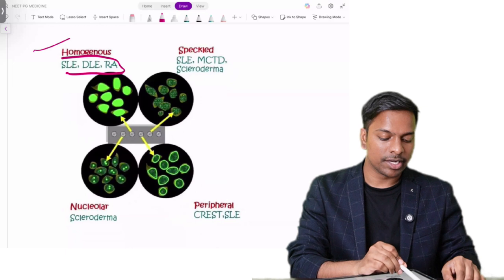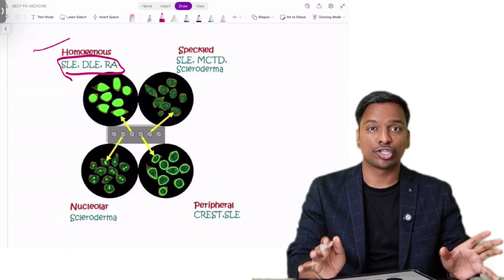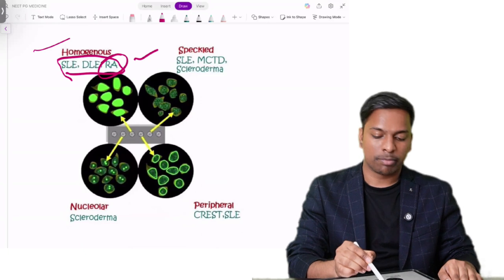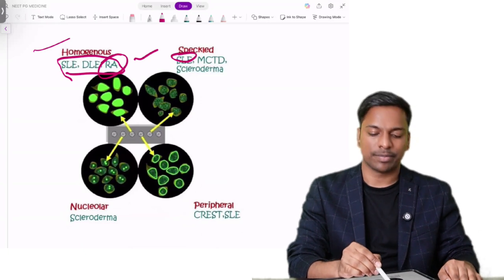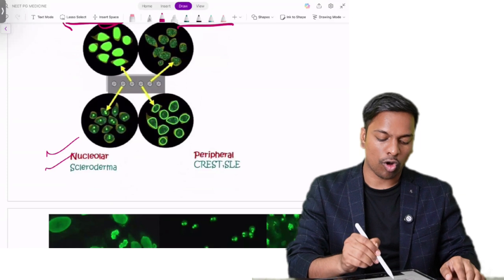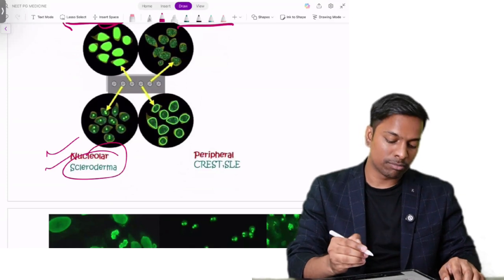Homogeneous in SLE, DLE, and rheumatoid arthritis, homogeneous appearance. Very, very important. Now, in this, remember RA more, because speckled is more SLE. Also the scleroderma, but for scleroderma we have nucleolar more common. So please remember this.